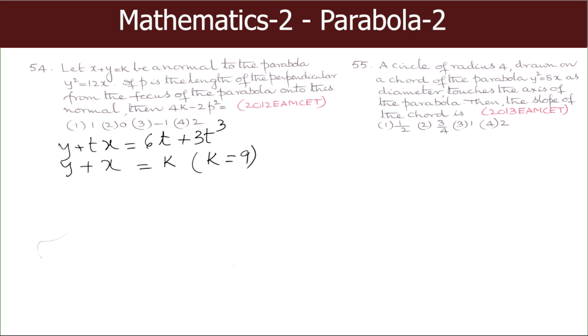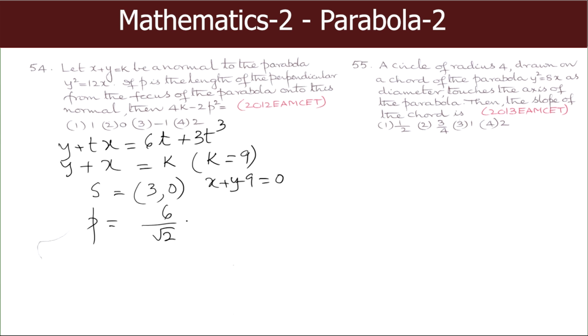P is the length of the perpendicular from the focus of the parabola onto this normal. The focus is (3, 0). So, the normal is x plus y minus 9 equal to 0. What is the distance of the point (3, 0) from this line? It is 3 minus 9, that is 6 by root 2.